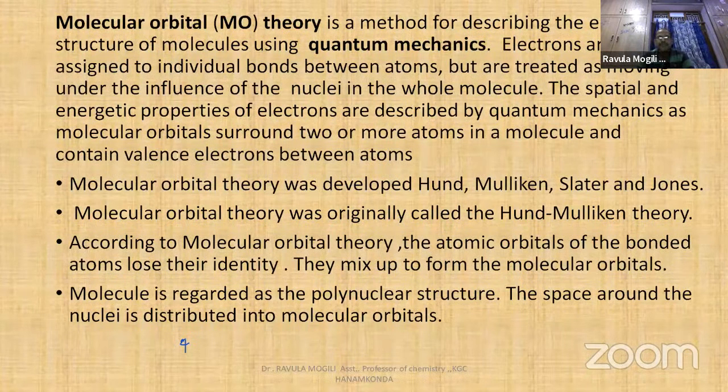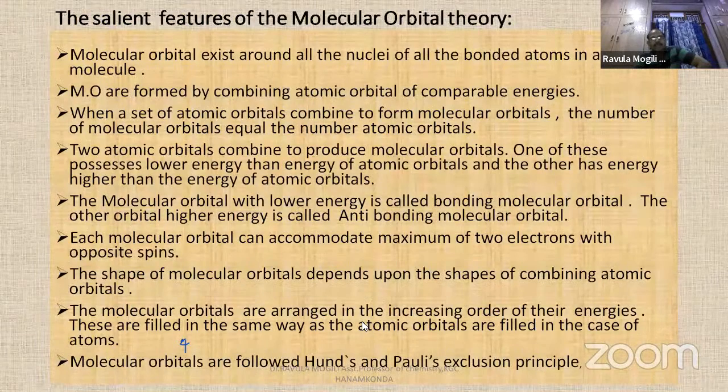They mix up to form the molecular orbitals. A molecule is regarded as a polynuclear structure. The space around the nuclei is distributed into molecular orbitals. So these are the salient features regarding molecular orbitals, just a brief description.